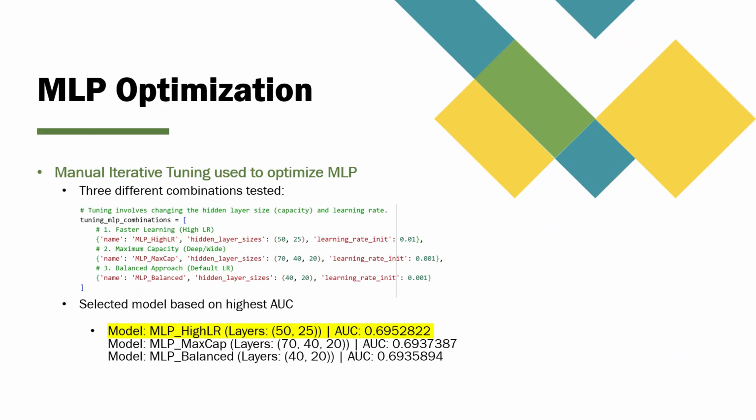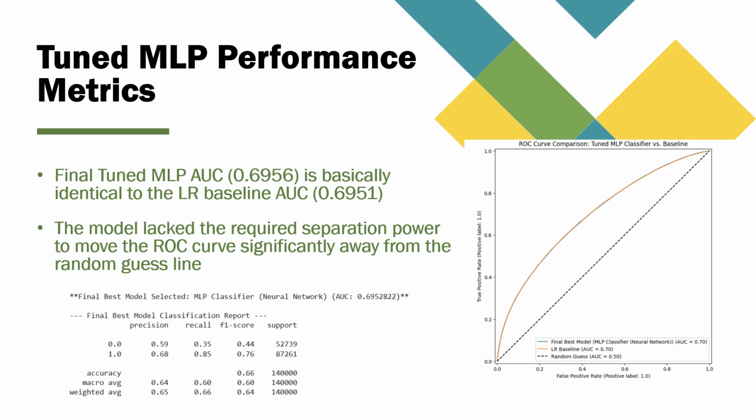I performed a manual iterative tuning process. 3 different combinations were tested. Each had a different hidden layer size and learning rate. I found that the best model had 50 by 20 hidden layers and a learning rate of 0.01. Despite the manual tuning process, the optimization failed. The final and best-tuned MLP classifier only achieved an AUC of 0.69528. This score is basically equivalent to the logistic regression baseline, which showed a complete lack of progress.